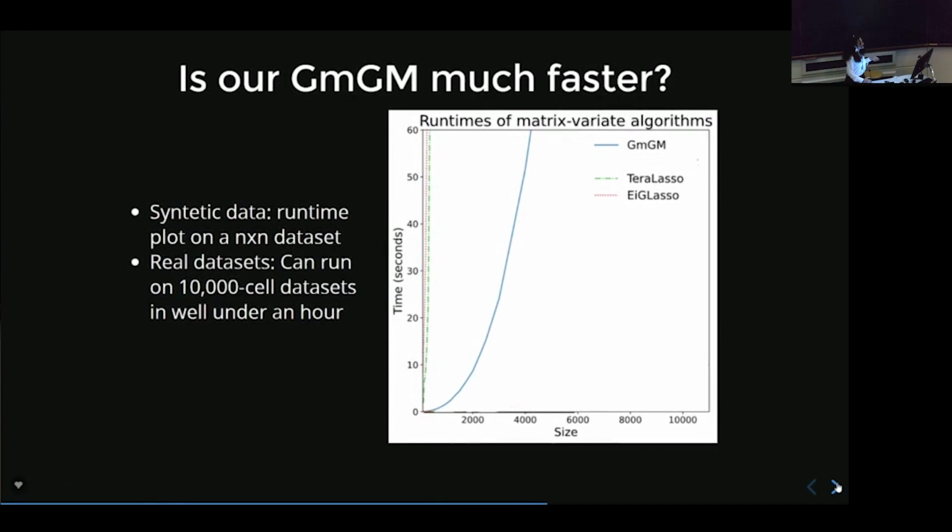So is our approach much faster? This is synthetic data runtime, and you can see that on a data set of about 5,000, we can run in about 60 seconds. While for previous approaches, we cannot actually even run on this amount of data. And on a real data set, GMGM can also run on 10,000 cells, for example, in under 1 hour. This is how it scales.